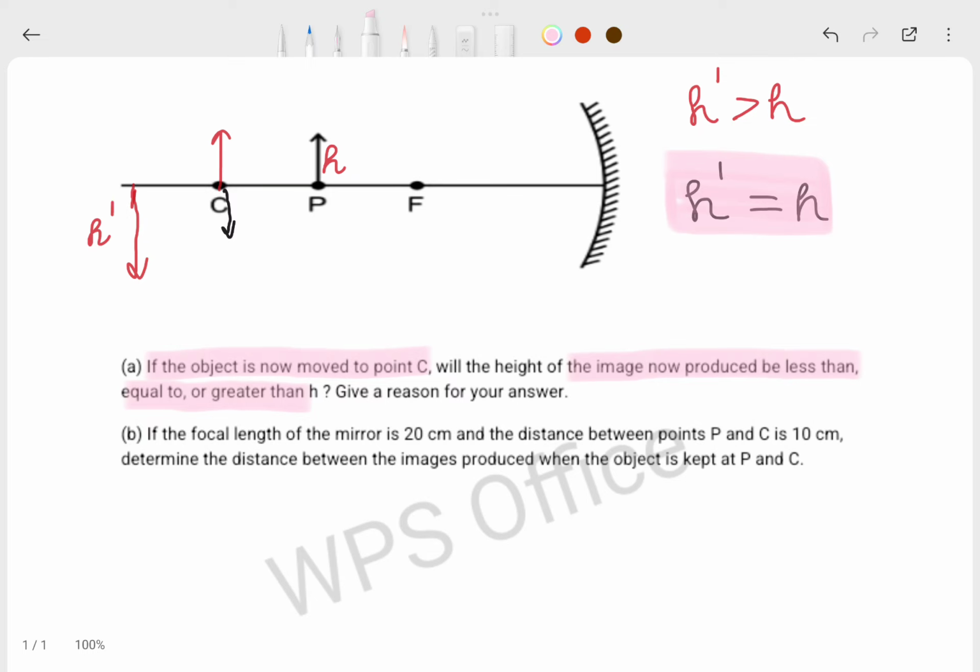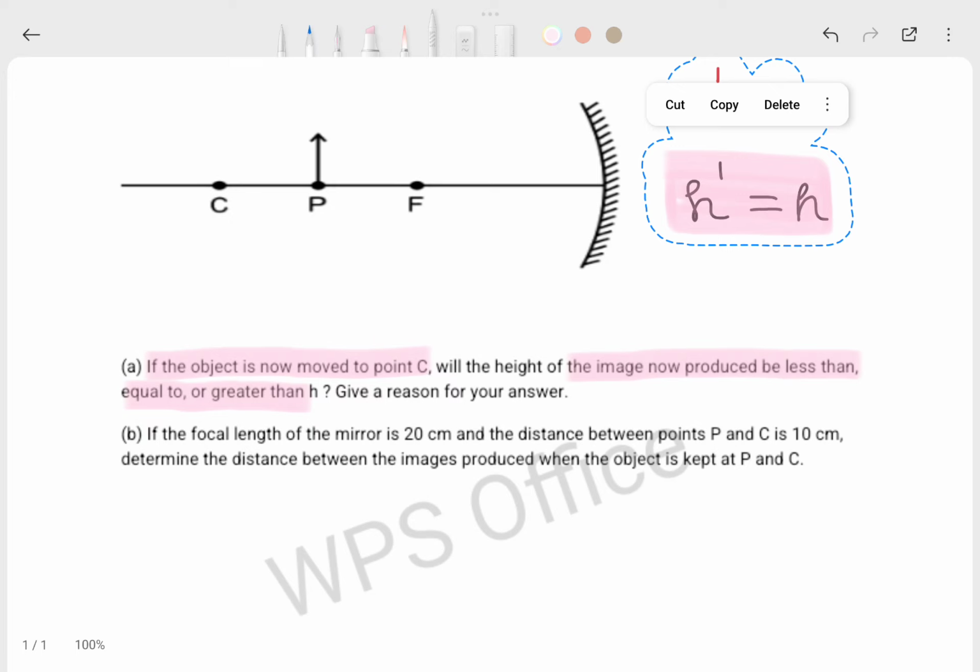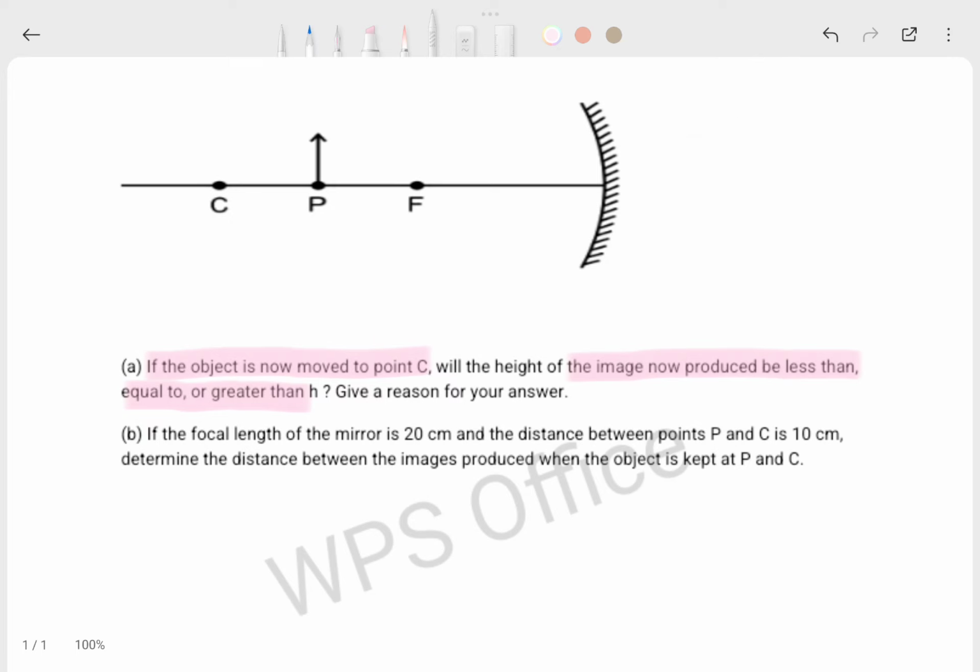Now, moving on to the second part. If the focal length of the mirror is 20 centimeter and the distance between point P and C is 10 centimeter, determine the distance between the images produced when the object is at point P and C. Now it is saying that the focal length of this particular mirror, the distance between pole and focus, is 20 centimeter. And the distance between point P and C is 10 centimeter. Therefore, it is given to us that this distance CP is 10.